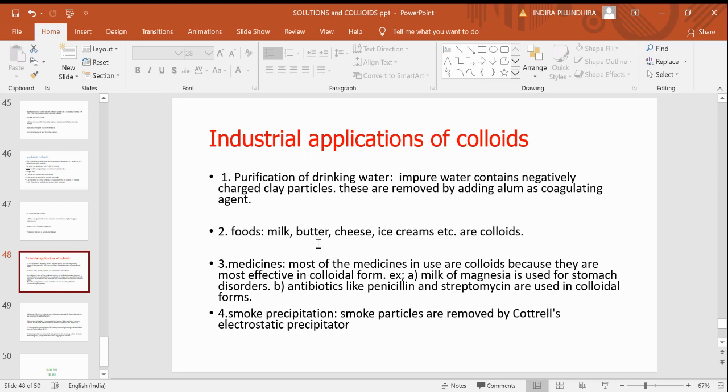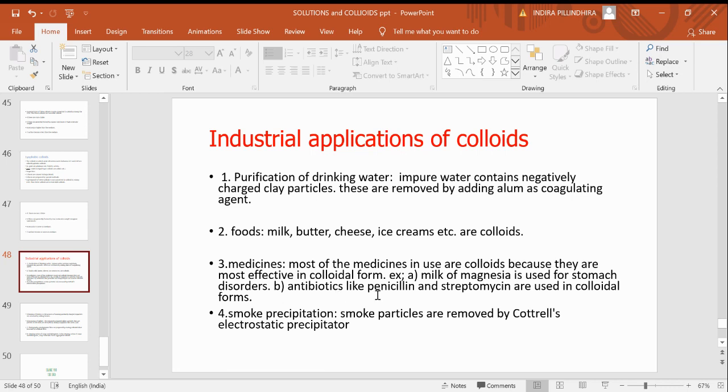So second one, in food, the colloids are the milk, butter, cheese, ice cream, etc. These are all the colloids. And then medicine. Most of the medicines in use are the colloids because they are most effective in the colloidal form. Most effective means immediately they'll start reacting. Okay, if they are in the colloidal form, immediately they start reacting in our body.